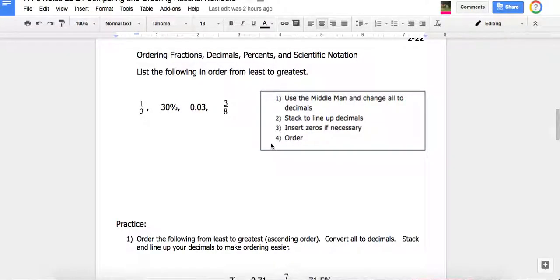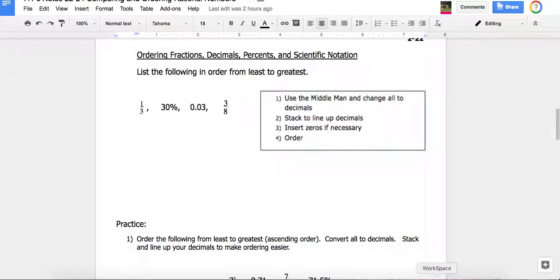Welcome to my notes on ordering fractions, decimals, percents, and scientific notation. It says list the following in order from least to greatest. So we can use the middleman and change them all to decimals. Now some of you might prefer percents, so when you're doing these on your own you can change them to percents. For our note purposes, I'm going to change them to decimals. So stack to line up the decimals, insert zeros if necessary, and then be sure to order the original.